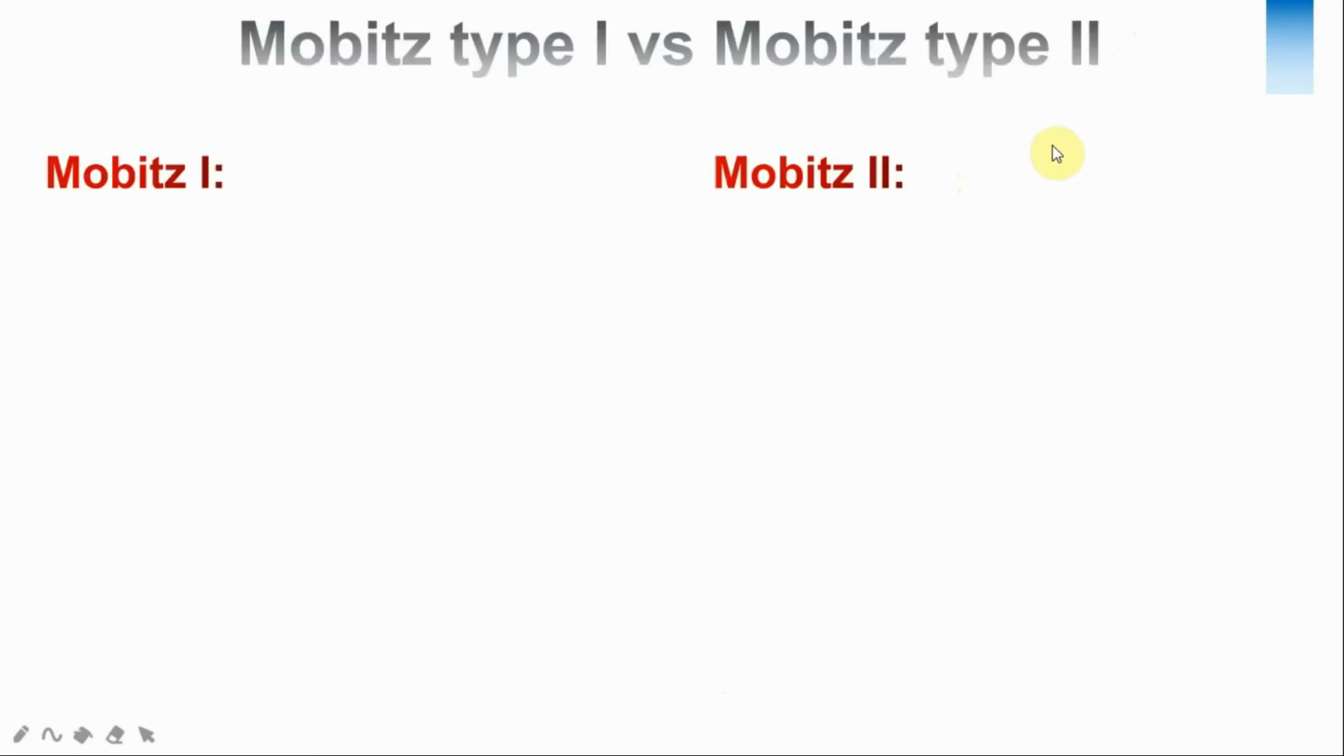Right, so the most important slide in the whole tutorial is the difference between Mobitz type 1 and Mobitz type 2. People ask me, people discuss and debate about it. Let's keep it very simple. You can take a snapshot of this page and use it for your study.